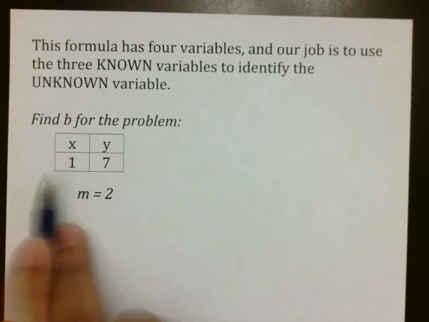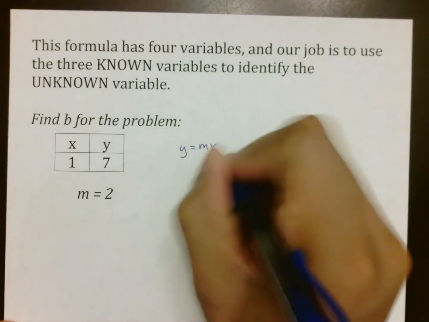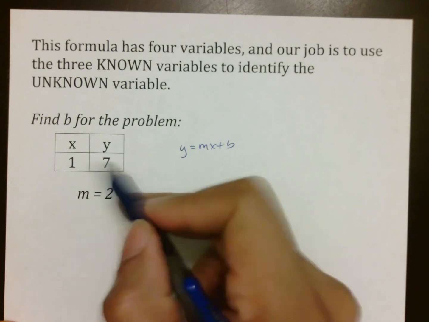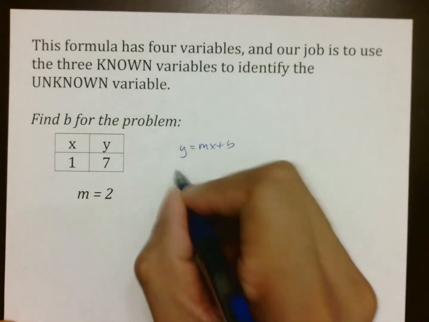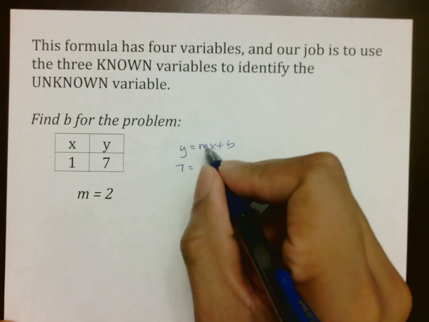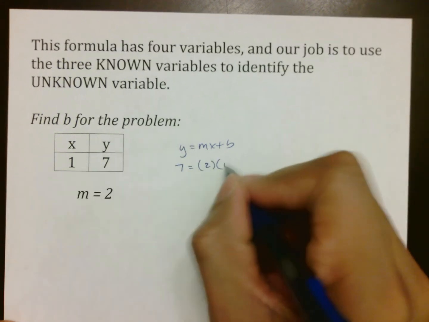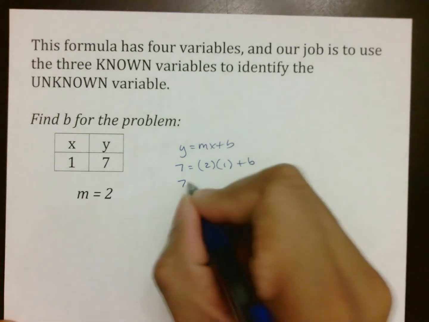Alright, so if we're looking for b, I'm just going to cut off all that stuff, because all we need in order to use the formula y equals mx plus b is one value of y that corresponds with a value of x. And so all you have to do now is plug in what you know. So take your y, turn into 7. M we know to be 2. X we know to be 1. And then we go from there.